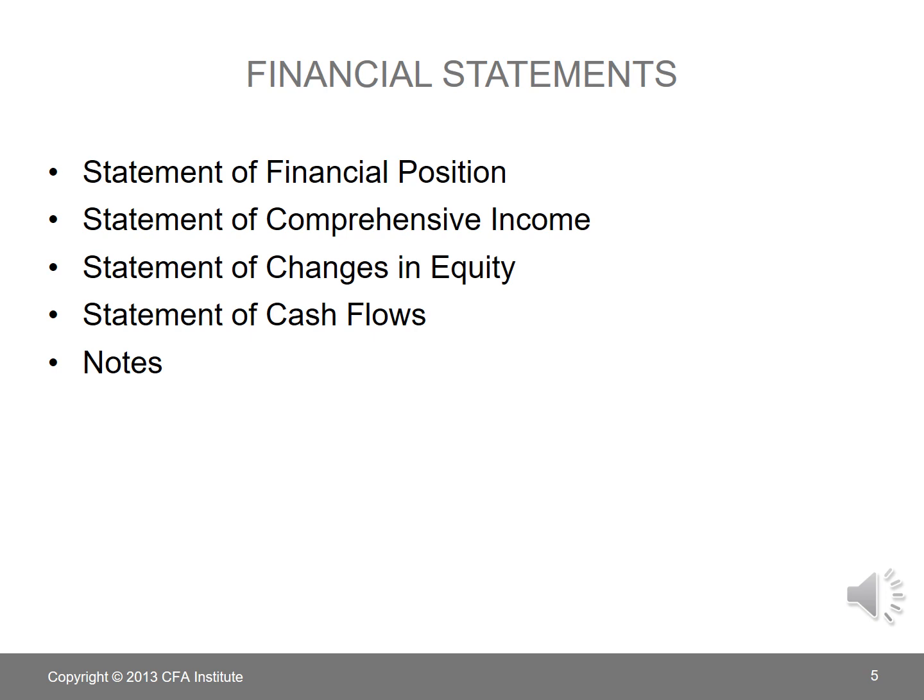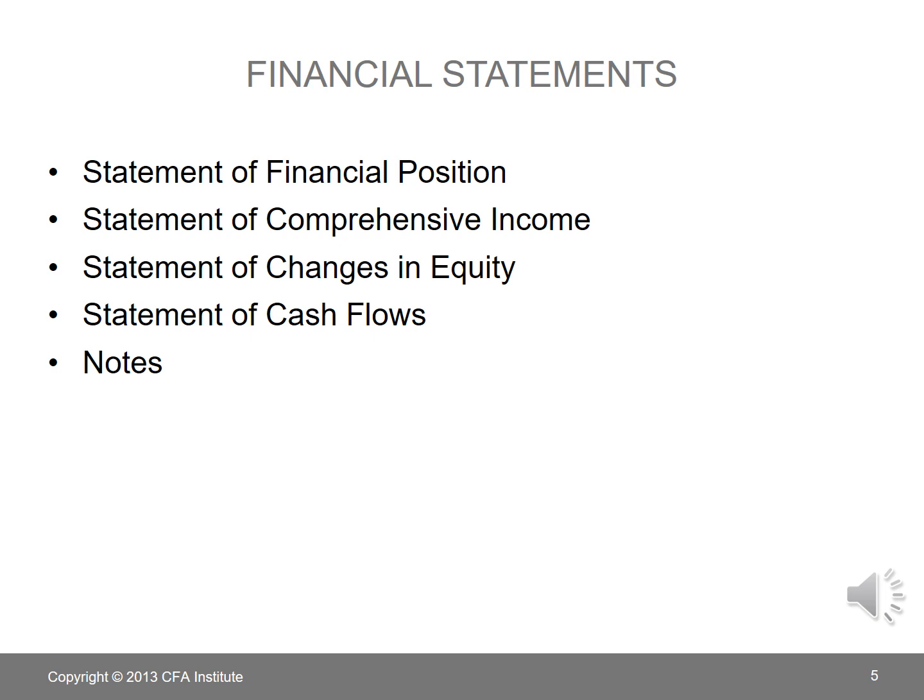Part of the financial reports, of course, is the financial statements of that corporation, which brings us to the slide that you see in front of you. Now, there are so many financial statements out there. However, the main ones that are required by global standards, such as IFRS and GAAP, to be released by organizations are the five in front of you.